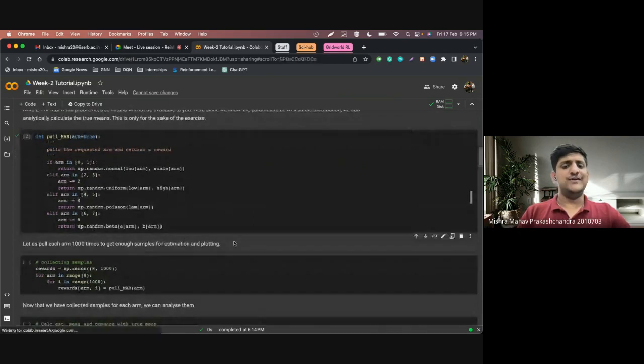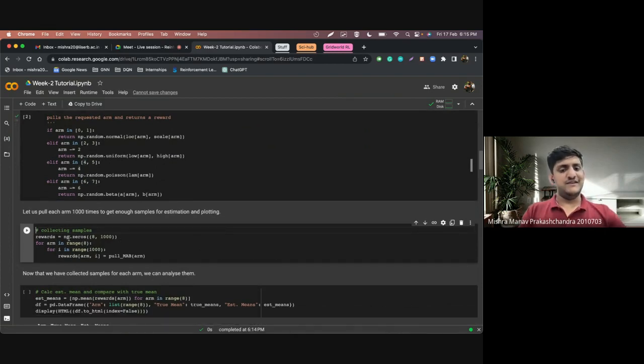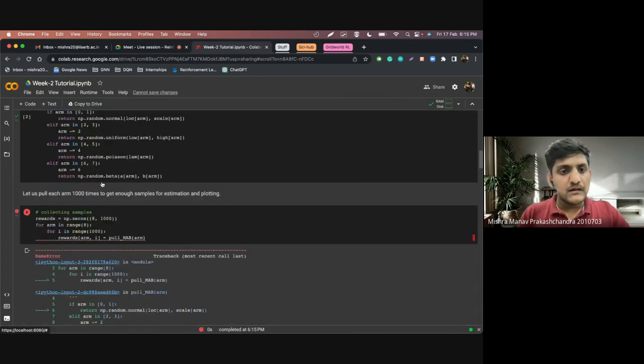So this is a function. What we are doing is first just pulling each arm, say around 1,000 times, to get enough samples for plotting an estimation. I have defined a rewards array of shape 8 by 1000. So each arm I'm pulling 1000 times, and I'm storing the reward for each arm that I pull. It's kind of a brute force mechanism.